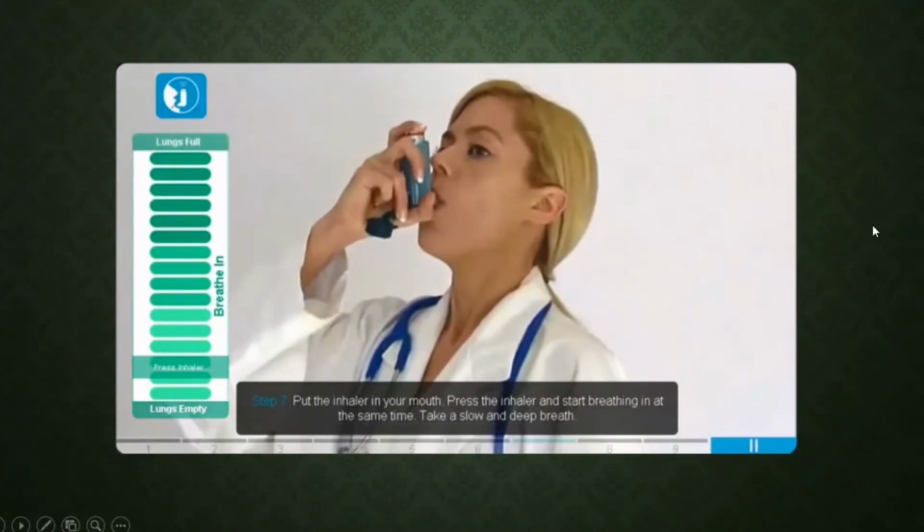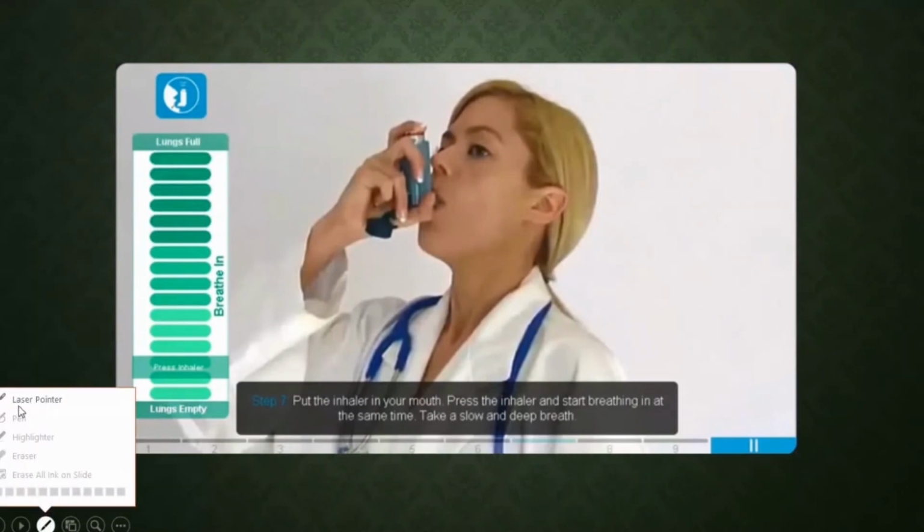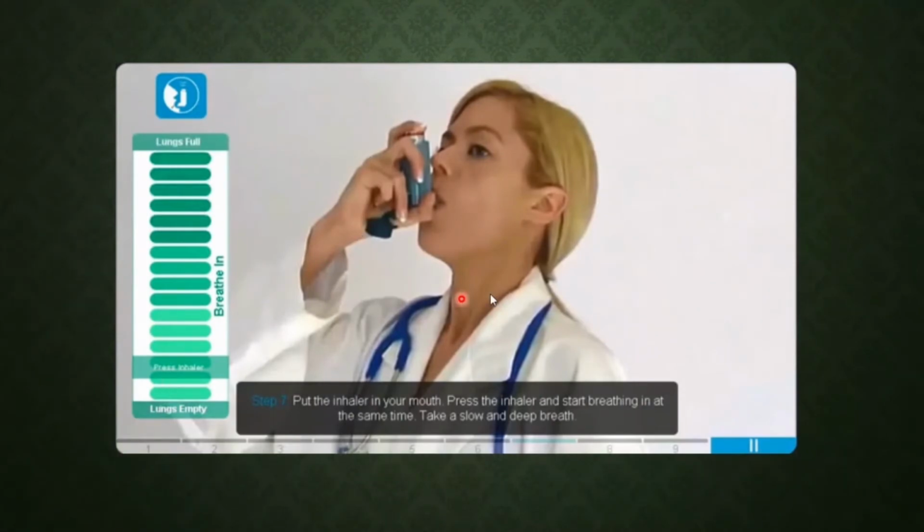So I'll pause here. What is mentioned here, if you see, is: put your inhaler in your mouth, press the inhaler and start breathing in at the same time. Now, if you were to use a metered dose inhaler in that fashion, directly, you need to have very good coordination between your inhalation effort and the moment you press. If that does not occur simultaneously, there's a high chance that the medication may get pushed back and escape. It may escape from the sides of your mouth, or it may just stay in your mouth and not go in.